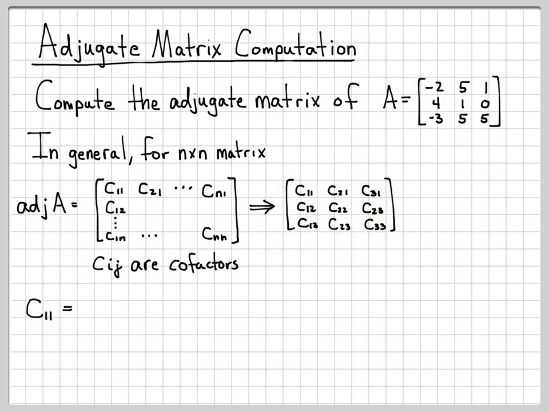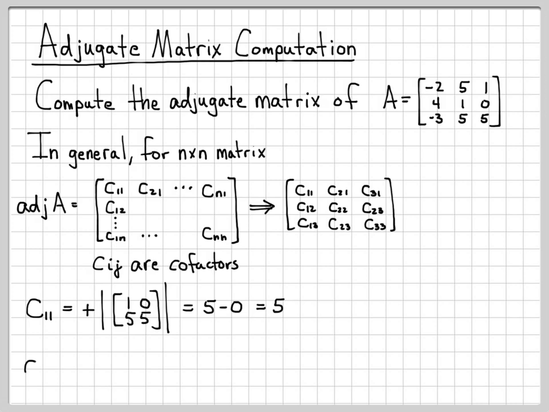So let's go about computing those cofactors. C11 I can get by blanking out the first row and the first column of matrix A. What I'm left with is the 2 by 2 matrix [1, 0; 5, 5]. I can compute the determinant of that, and I get the number 5. So C11 is equal to 5.